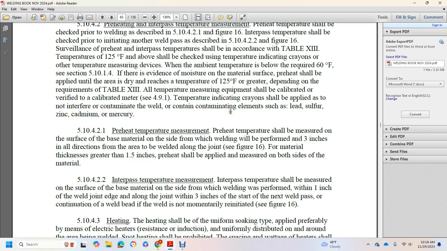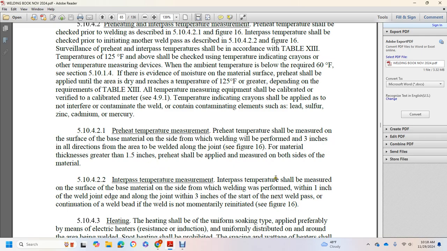Preheat temperature measurement. Preheat temperature should be measured on the surface of the base material on the side of the welding performed, at 3 inches in all directions of the area of the welding along the joint. See figure 16. For material thickness greater than 1.5 inches, preheat should be applied and measured on both sides of the material.